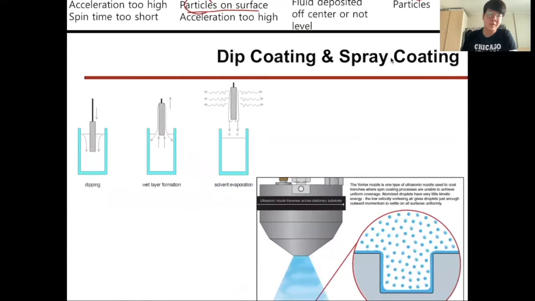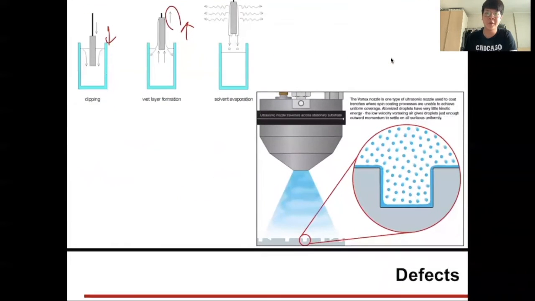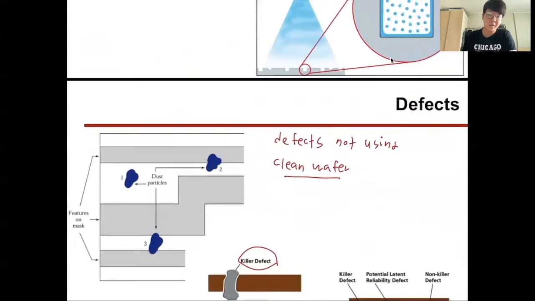For large wafers, we use dip coating, which dips the wafer into the photoresist. In this method, the pulling speed and pulling time are important. And there is spray coating, using very fine molecules to deposit evenly.